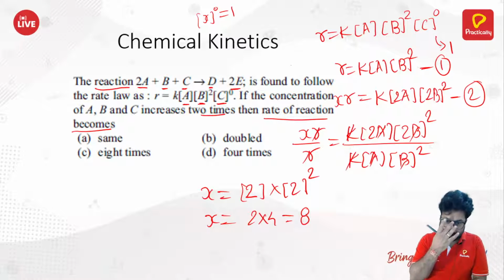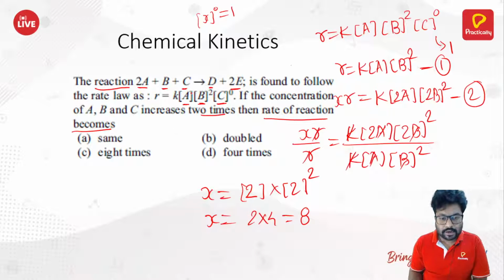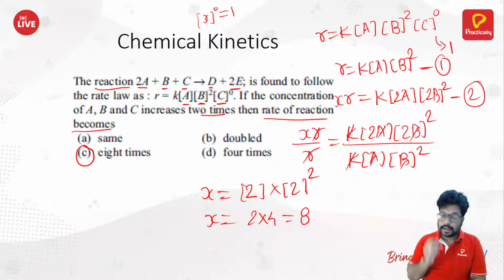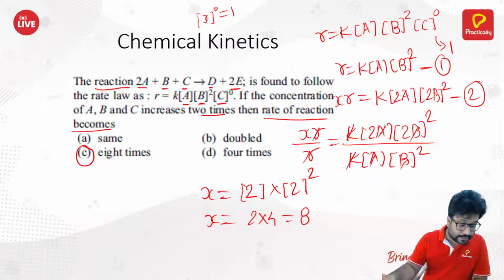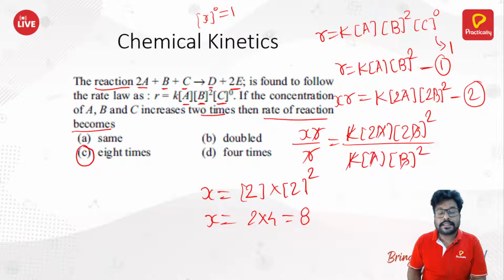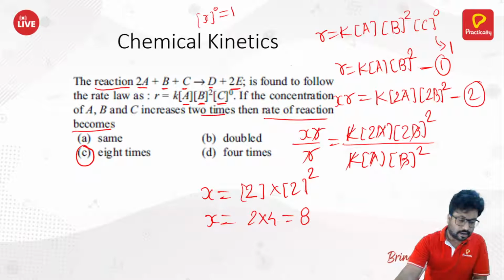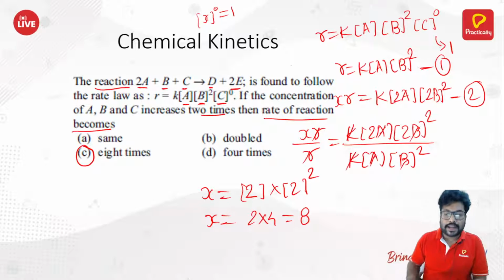That means if in this equation we double the concentration of all the species, the rate of reaction should increase by 8 times. And that is how, in this case, the answer for this is option number C. Okay, that is the way you can calculate all of these questions.